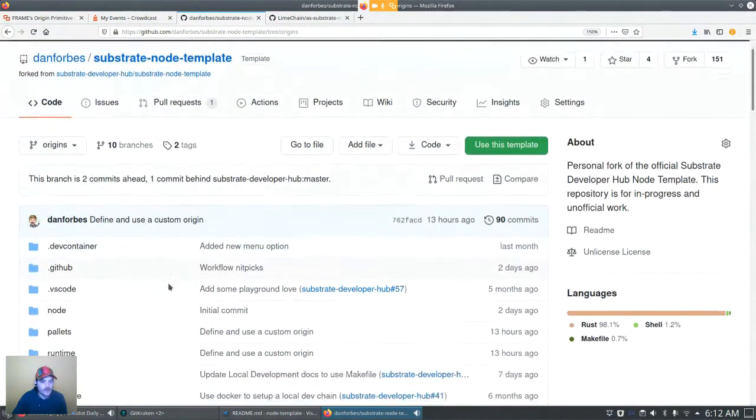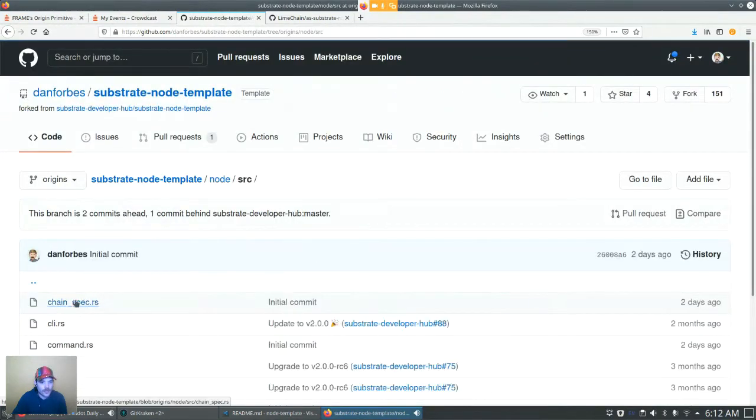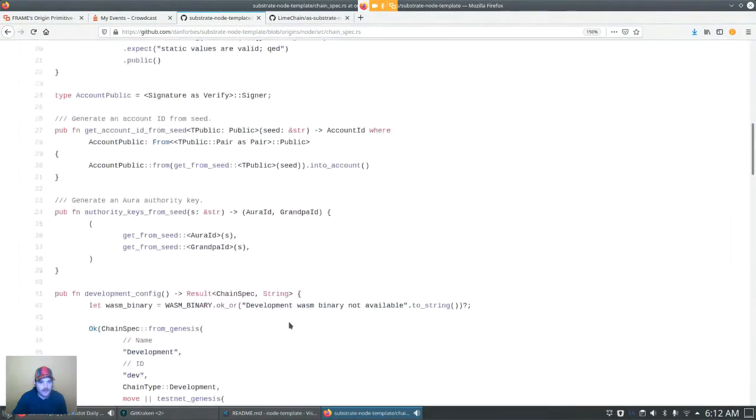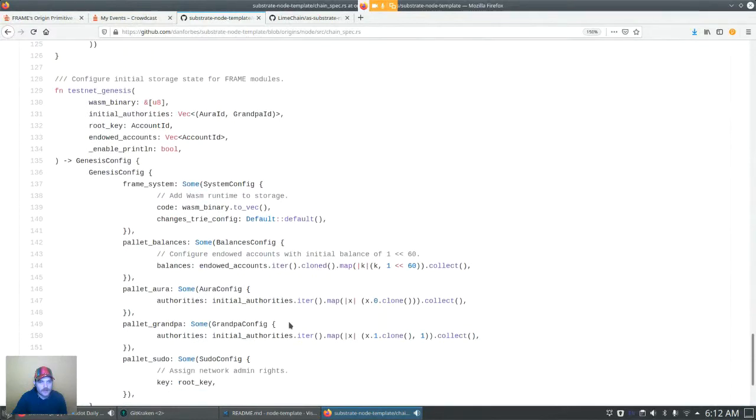So here we are in this repository. Let's go into the node folder, and we're going to check out the chain spec. Let's go down here and see where we configure the initial storage state for our FRAME modules. This is clearly specific to FRAME. This is interacting with the FRAME interfaces to configure the initial storage state. However, one element of the storage state is the WASM binary. Although we are using specifically FRAME interfaces here, when you are starting any Substrate-based chain, there are mechanisms that you can use to just insert the WASM binary of your runtime. And that is the runtime that the chain will use.